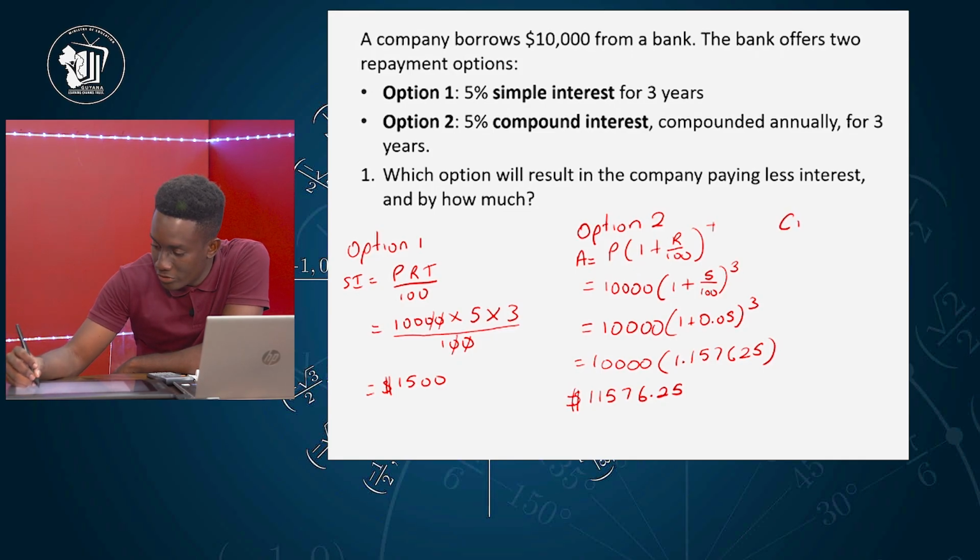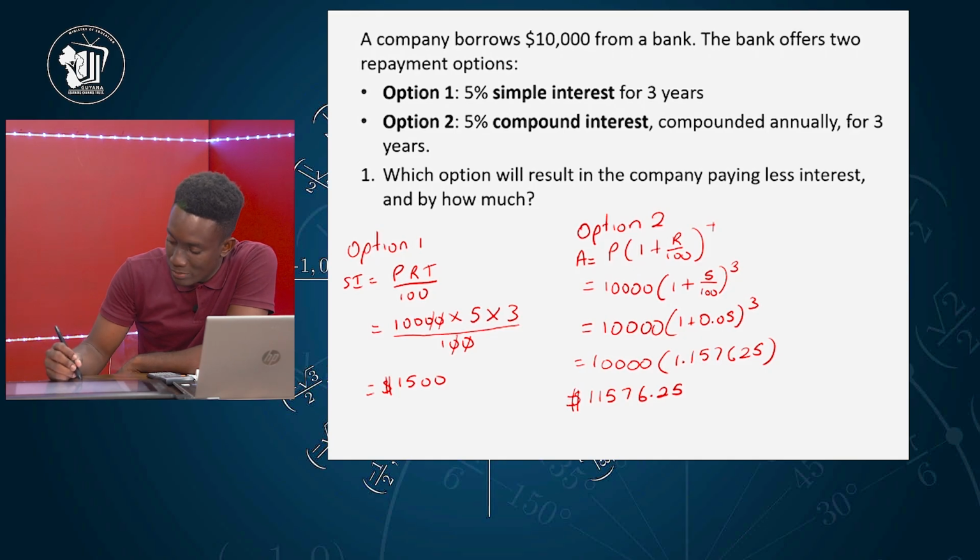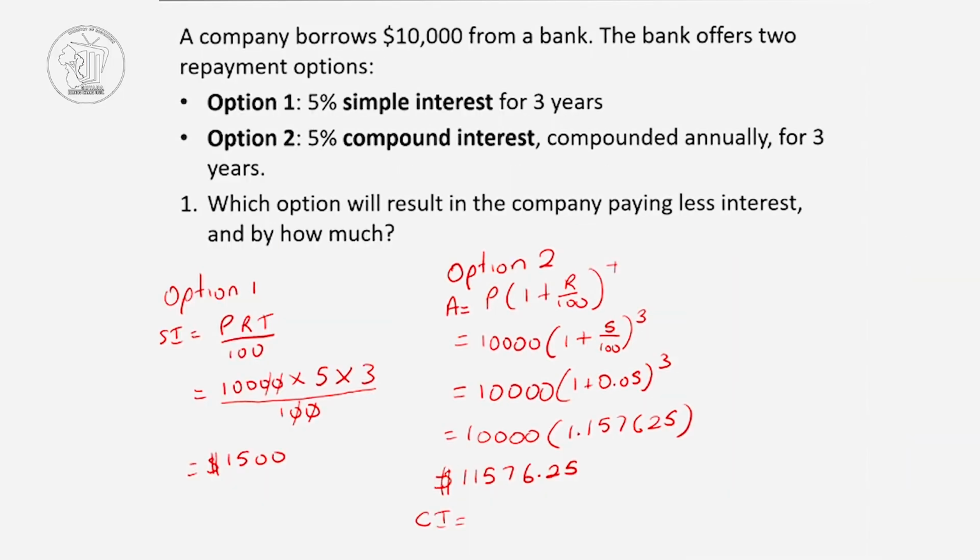So remember, this will be the amount, but the compound interest would be $11,576.25 subtract the principal, which is 10,000. If I subtract 10,000 from that, I will get a compound interest of $1,576.25. So that would be the compound interest, and this is the simple interest.